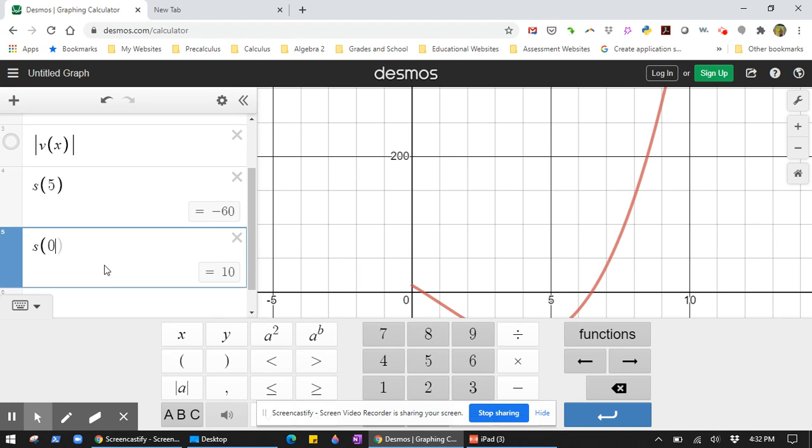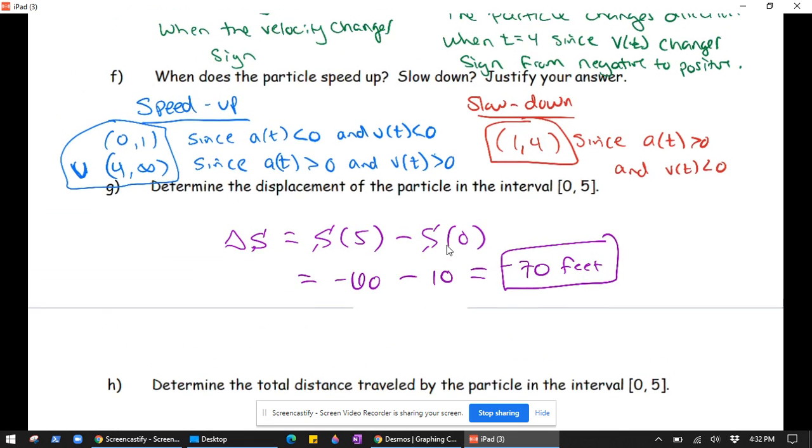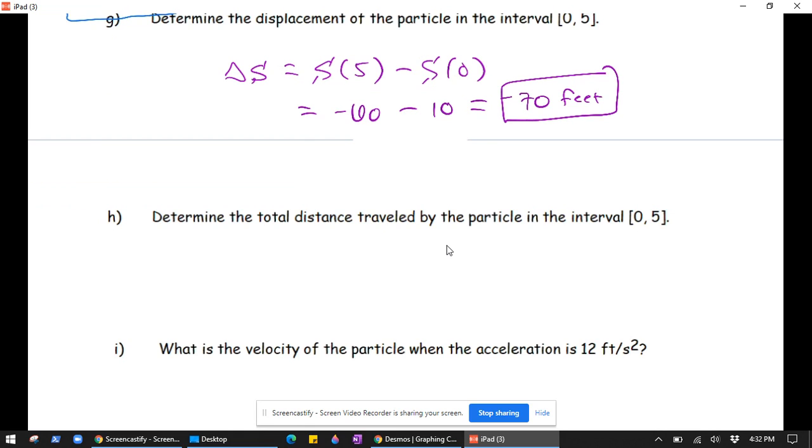Find the total distance traveled. So the total distance traveled by this particle on the interval 0 to 5, what matters in this case is, I should go back to my screen. What matters in this case is we need to know the start. So we need s of 0. We need to know when the particle stopped. We know that it stopped when the velocity was 0, which is at 4. And we need to know when it finished, or where it finished. So s of 0, if we just look above, is 10. We also have s of 5, which is negative 60.